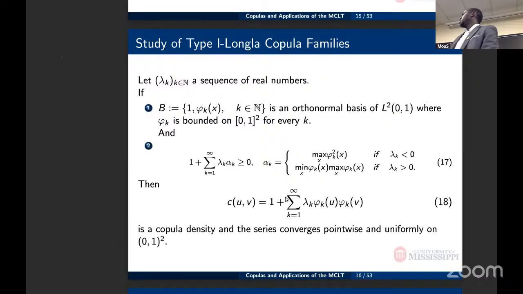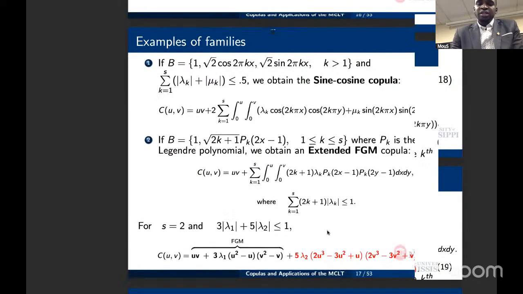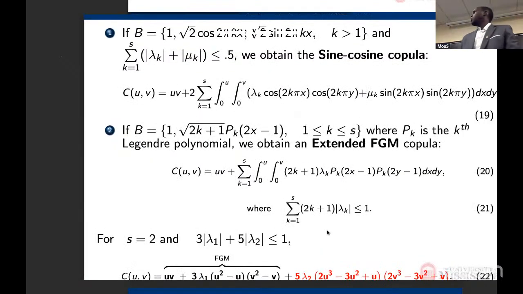find the estimates of the parameters lambda k that are involved there. But before we find the estimate, there are some examples established here. The first example is what we call the sine-cosine copula, which is obtained when we choose the specific basis where we have sine-cosine functions. They satisfy the conditions given above. They are bounded, and these form an orthonormal basis of [0, 1] squared. So this family of copulas is called the sine-cosine copula, and that's the function given by equation 19.